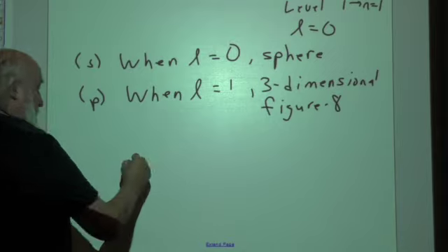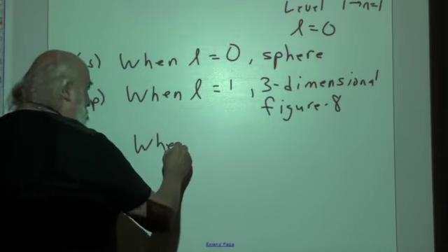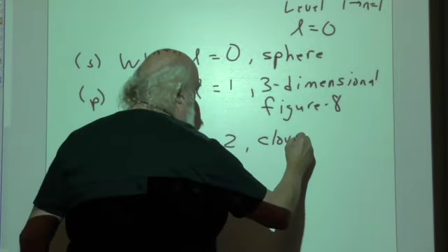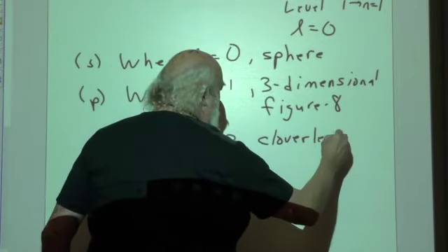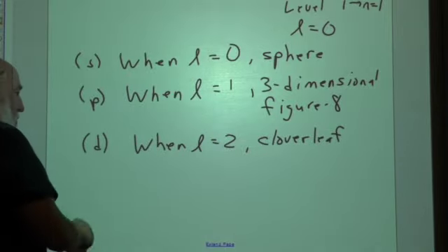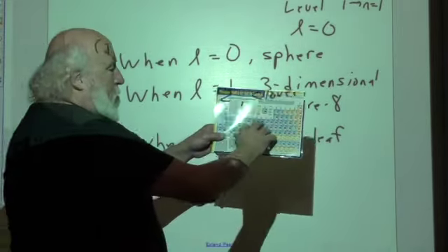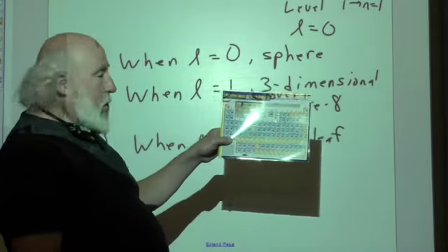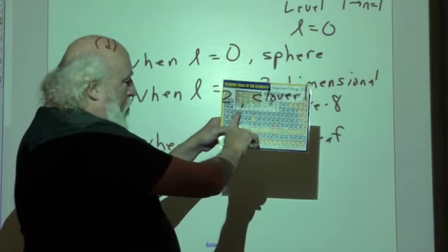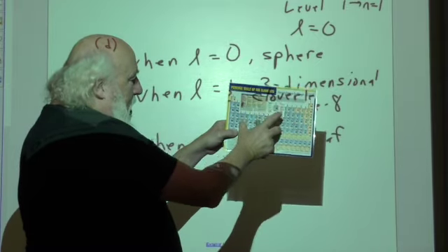So the next one is when L equals 2. This is where we get the clover leaf shapes. Three-dimensional clover leaf shape. And we call these d electrons. Now those d electrons are found right here in the middle. Okay? If we look at this row right here from scandium to zinc, there's 10 columns right here.